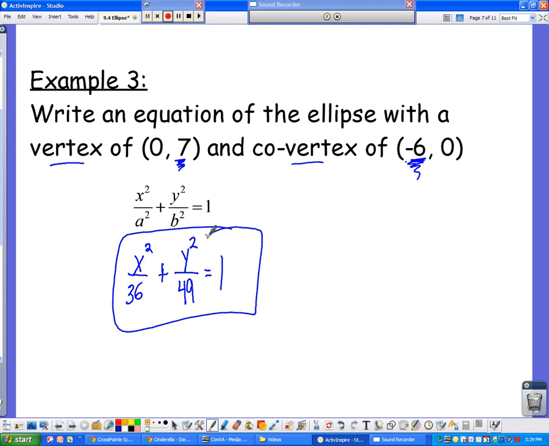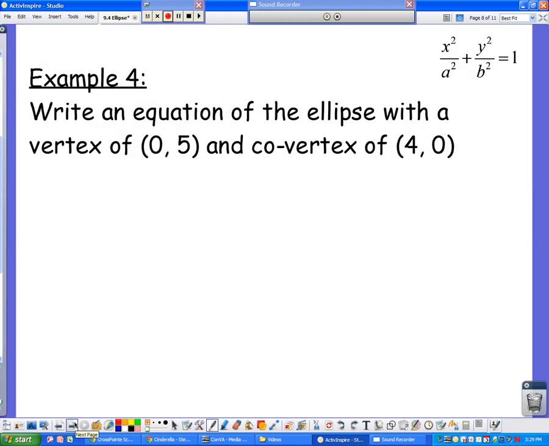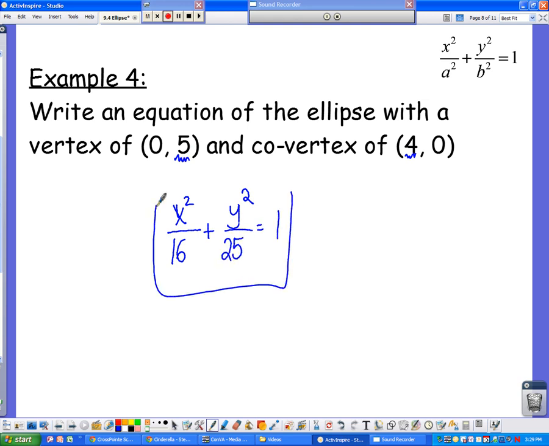So example number 2. Actually, it'll be example number 4. Same scenario. Since that one's in the y spot, that one's going to go underneath the y squared. And the 4 is in the x spot, so it goes underneath the x squared. So I'm going to end up with x squared over, since 4's underneath the x, 4 squared gives me 16, plus y squared over the 5, so I'm going to do 5 squared, which gives me 25. And that equals 1. Okay?